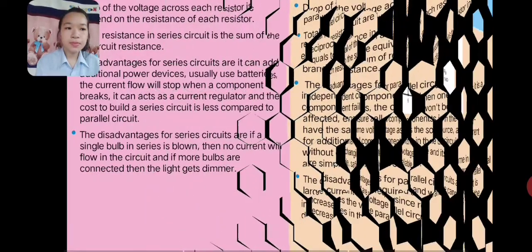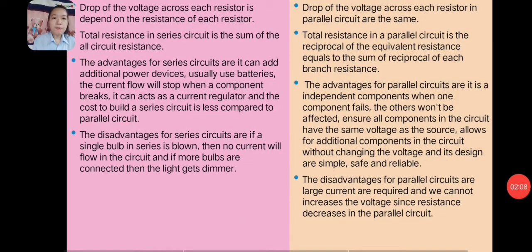Next, the voltage drop across each resistor in the series circuit depends on the resistance of each resistor, whereas the voltage drop across each resistor in the parallel circuit is the same.